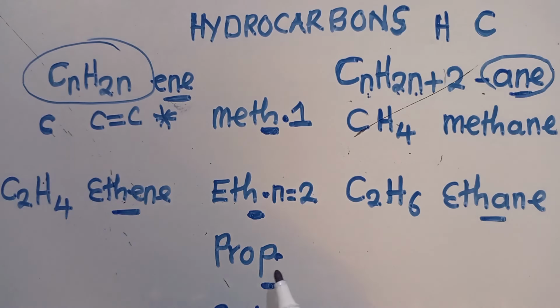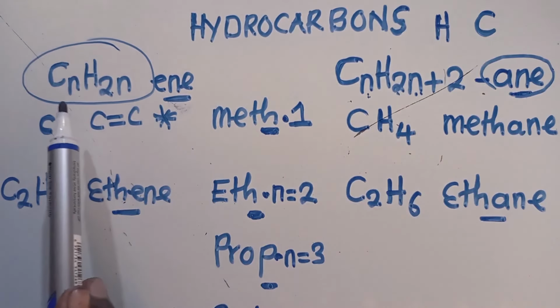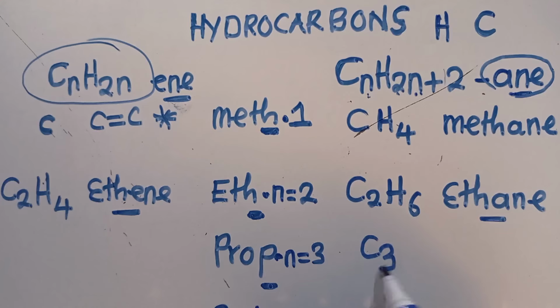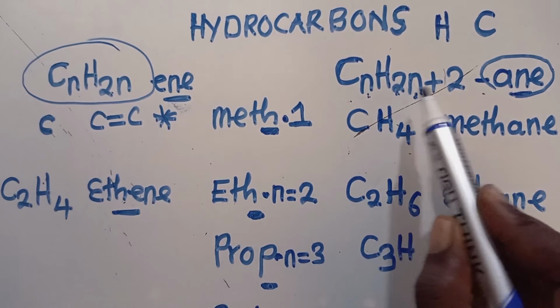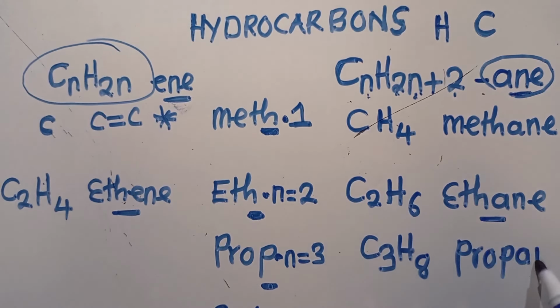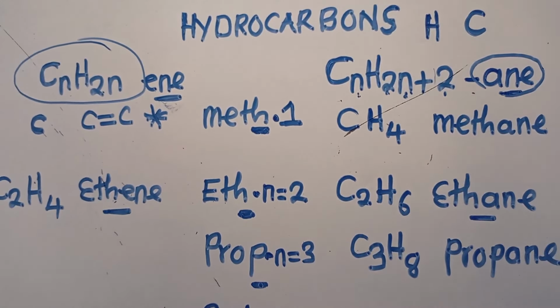I move to prop. Meaning that n is 3. Where there is n, you are going to put 3. So I'm going to have C3, then H, n is there. 2 times 3, 6. Plus 2, 8. I put my 8 here. This is prop. I put -ane. It becomes propane. So this one is propane.